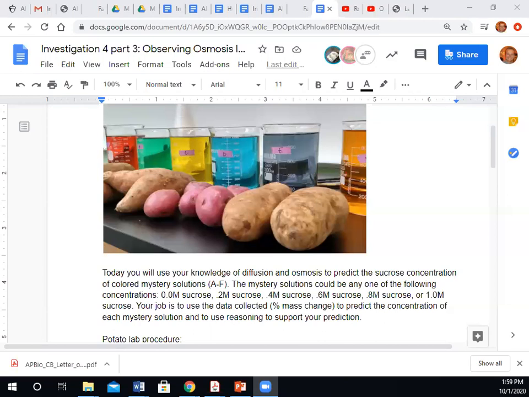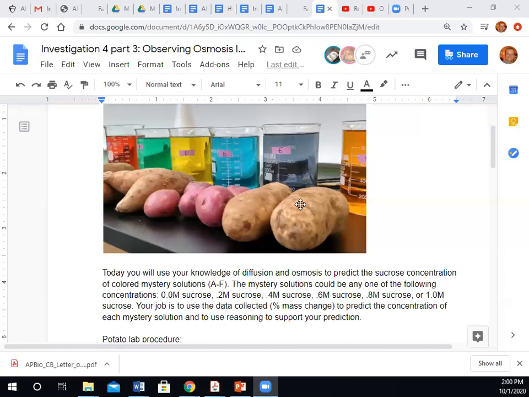So I'm going to ask that you go through and look at the lab. It's the same idea as the artificial cell lab, except in the artificial cell lab, you have different concentrations of sucrose placed in the bag, and then in the first case in water, and in the second case in 0.4 molar sucrose. In this case, you're punching out samples of the potato and putting them into a mystery sucrose solution.